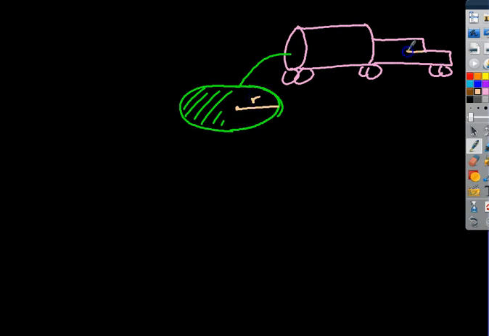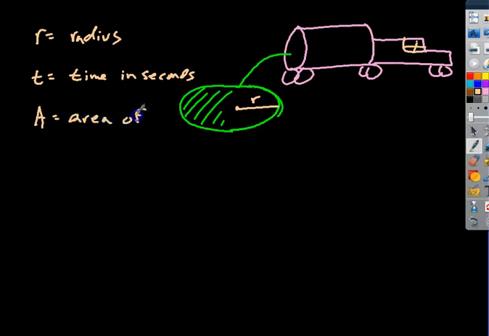This is what we know. So first, I already know my radius, so R equals radius. That's one variable I know. Another thing happening in this question is time, so T equals time in seconds, because this problem deals with how many seconds it takes. What other variables might we have here? Oh yeah, area, because the area is changing with time. So A would be the area of the circle.